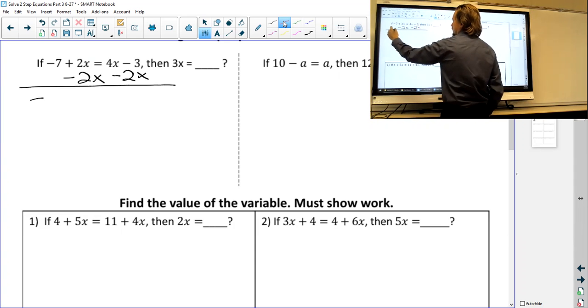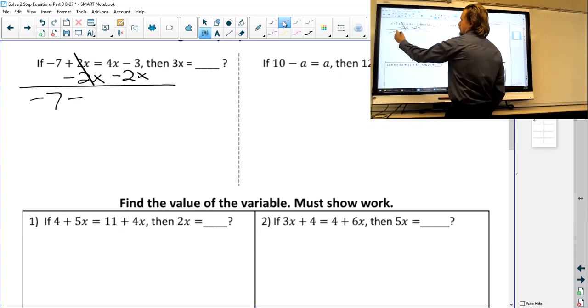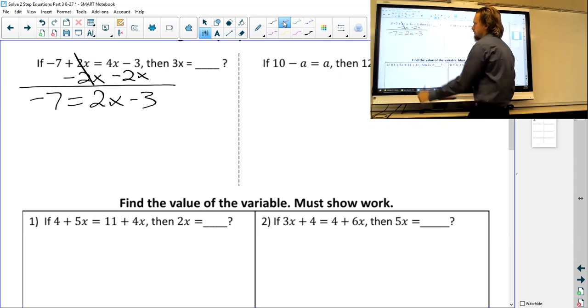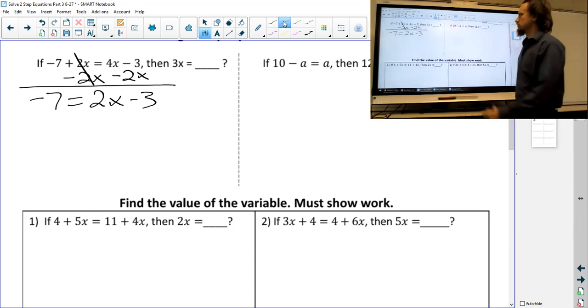So bring everything down, so negative 7. These 2x's will cancel out. 4x minus 2x is 2x minus 3. And now we're back to what we were looking at yesterday. Now it's just a regular two-step equation.